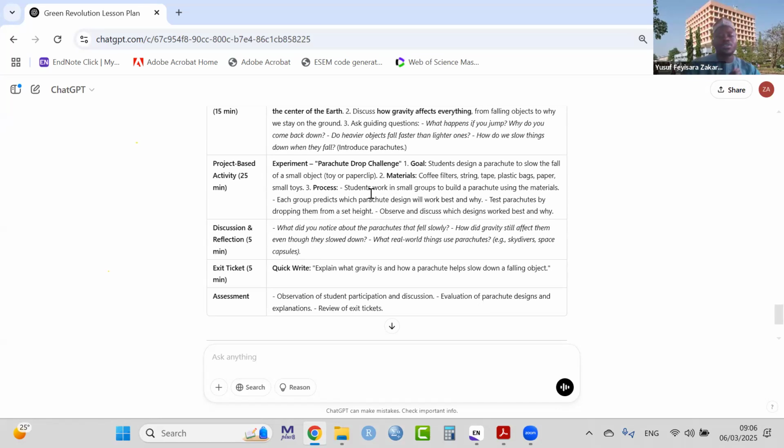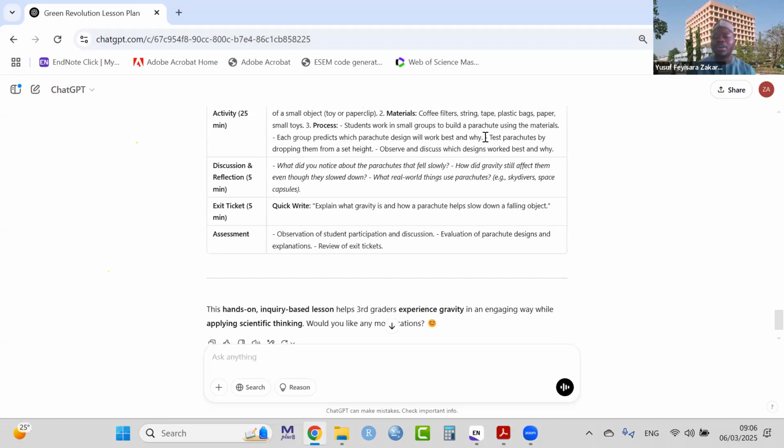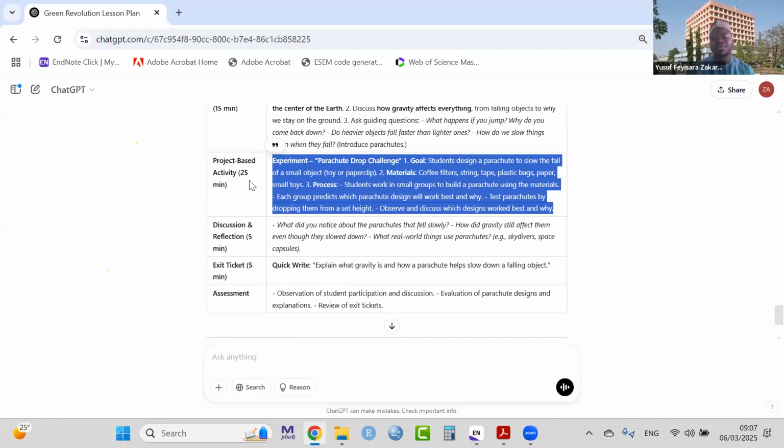Then you come to the class, you bring all the materials together, and then you ask the students to brainstorm and do this on their own. They will come up with this project. This is project-based learning. The activity, look at activity, 25 minutes. That means in project-based learning, the teacher will still teach, like the mini lecture, before the students work on a specific project. After that, there's going to be discussion and reflection, where you ask some critical thinking questions.